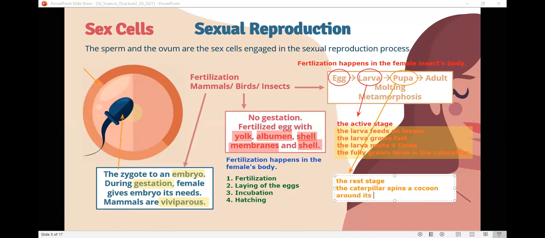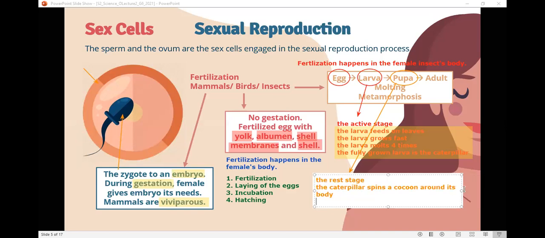Okay, what does it do inside this cocoon? It sheds. It molts. It molts for the fifth and last time.